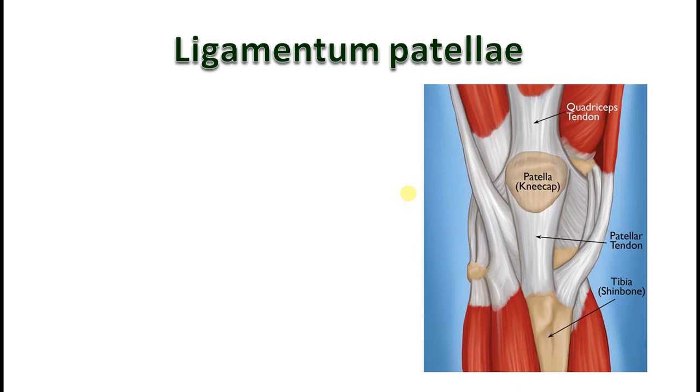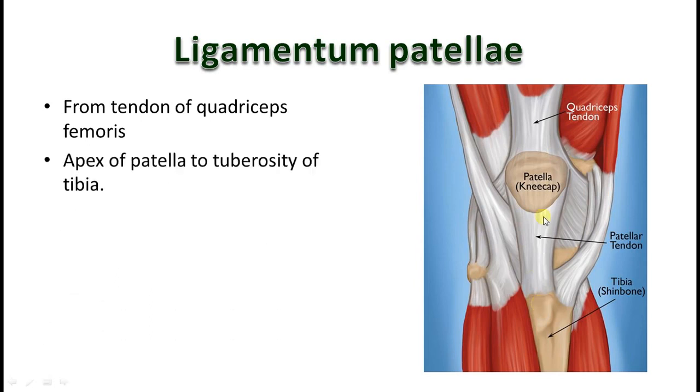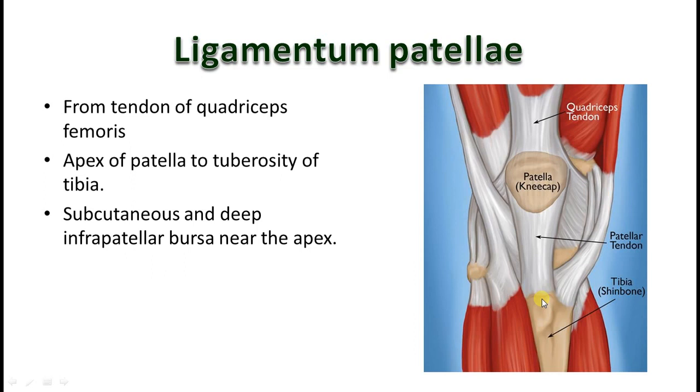Next to the capsule, now we are dealing with the ligamentum patellae. You are able to see this is the quadriceps tendon. The ligamentum patellae extends from the apex of the patella to the tibial tuberosity. It develops from the tendon of quadriceps femoris, as I told you, from the apex of the patella to the tuberosity of the tibia. Near the apex you have the infrapatellar bursa, then you also have the suprapatellar bursa. The bursae around the knee joint we are going to see in the later stages of this lecture.